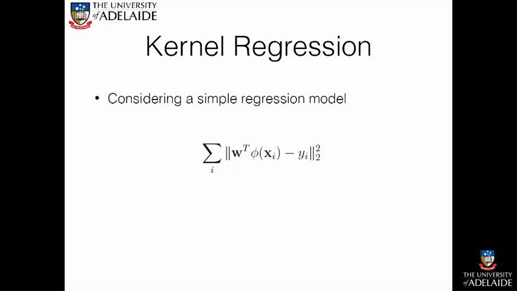Kernel regression is simple, actually. The original linear regression is the sum of W transpose x_i minus y_i, and you minimize this L2 distance. What you do is just replace the original data with the transformed phi of x_i. And all you need to do is expand this objective function and apply the kernel trick.